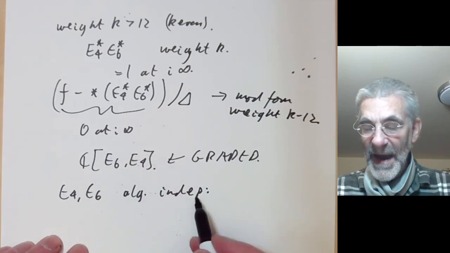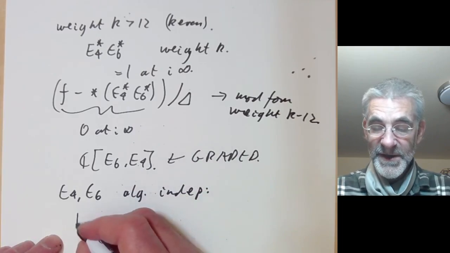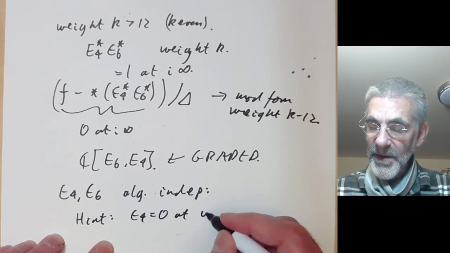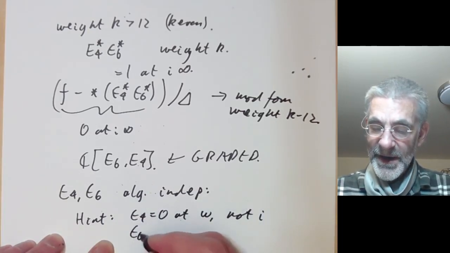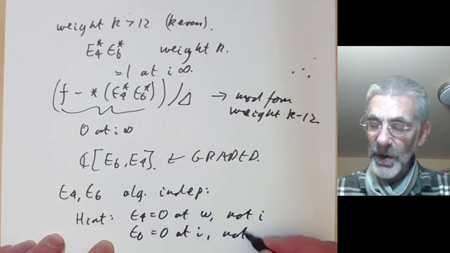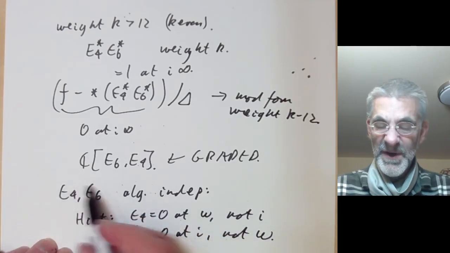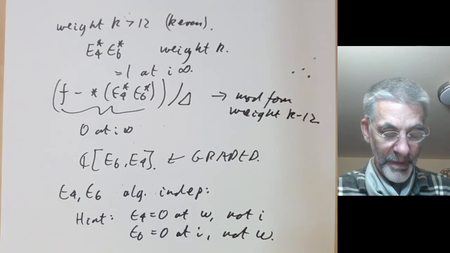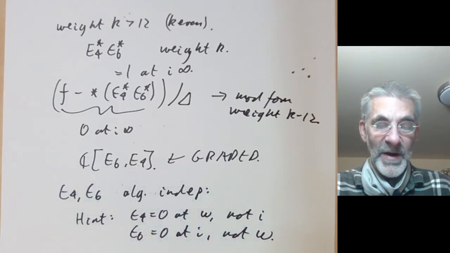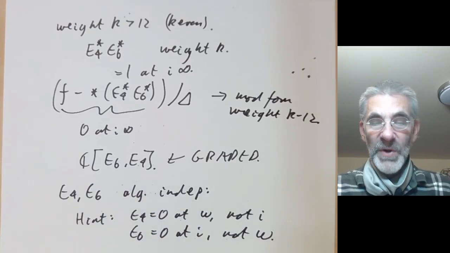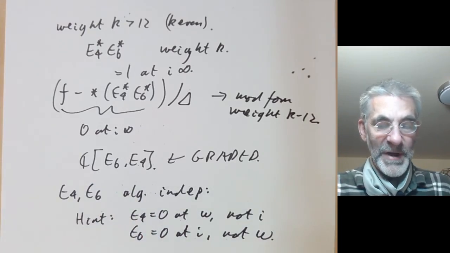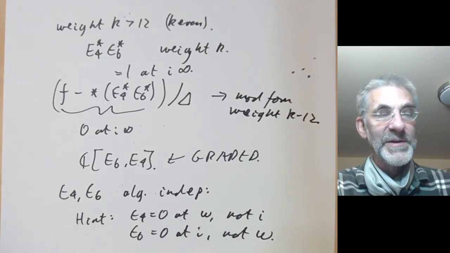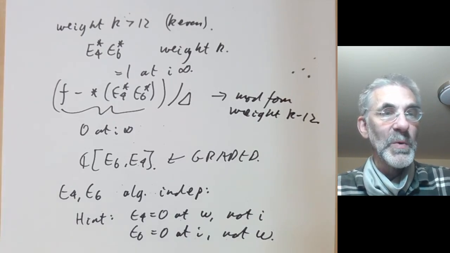And in order to show they're algebraically independent, I'll just leave it as an exercise and provide a hint that E4 is 0 at omega, but not 0 at i, and E6 is 0 at i, but not 0 at omega. And from this, you can easily show that all homogeneous relations between these are trivial. Okay, so that has classified all level 1 holomorphic modular forms. Next lecture, what I'm going to do is to classify the modular functions for SL2 of Z, which, as you remember, could sometimes be written as quotients of modular forms.